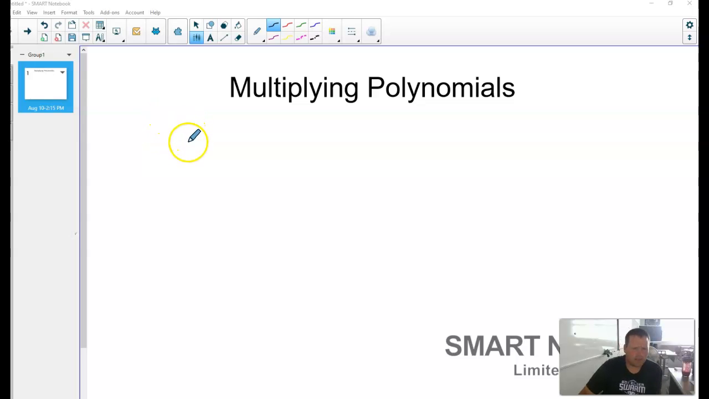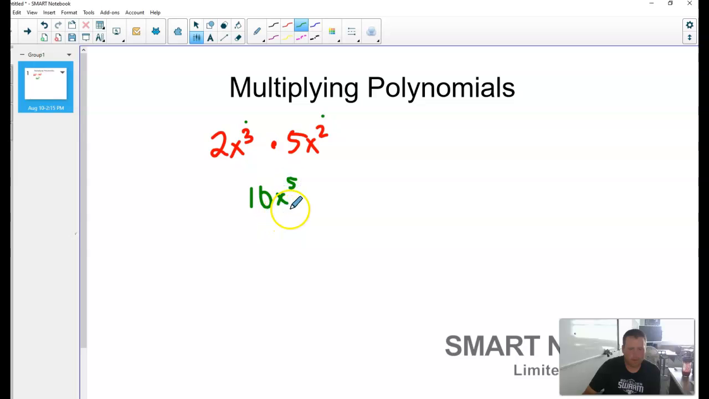So let's start with something really simple. If I have two monomials, let's say 2x to the third, and I'm going to times that to 5x squared. Whenever I'm multiplying, I multiply the coefficients. So I'm going to multiply the 2 and the 5 together, which gives me a 10. Then I'm going to add my exponents, the 3 and the 2, which gives me x to the 5th. So if I have monomials, we always multiply coefficients and add exponents.